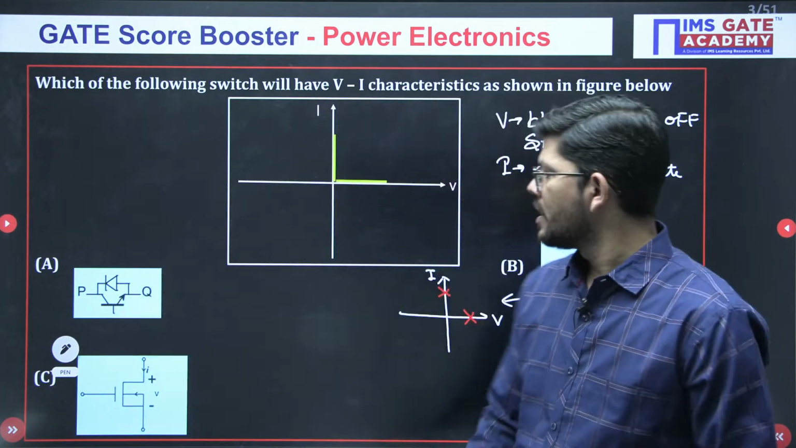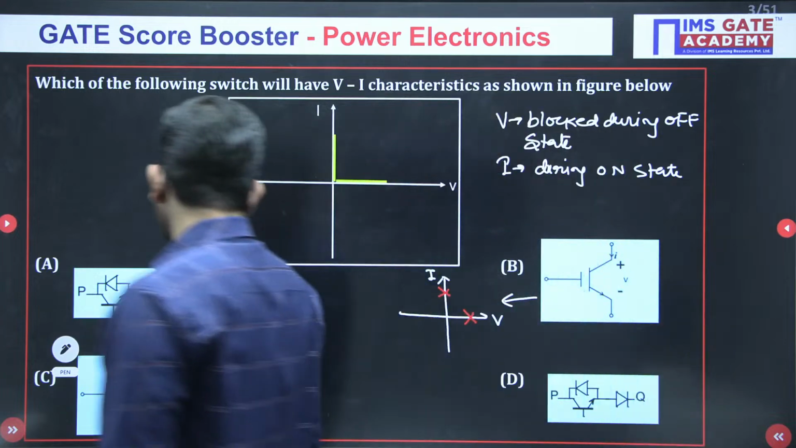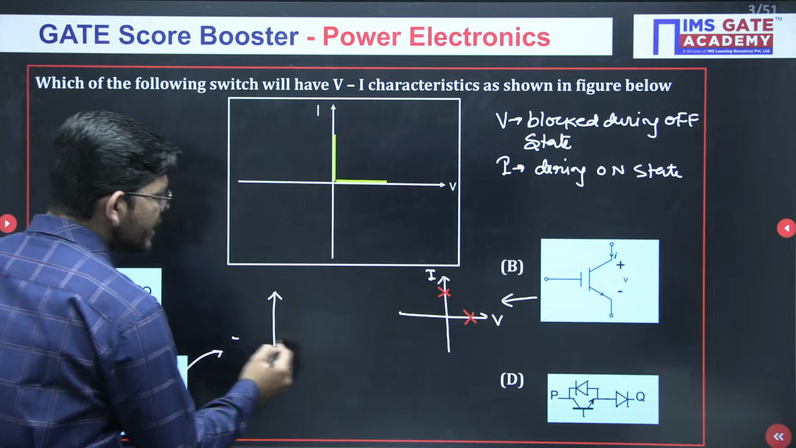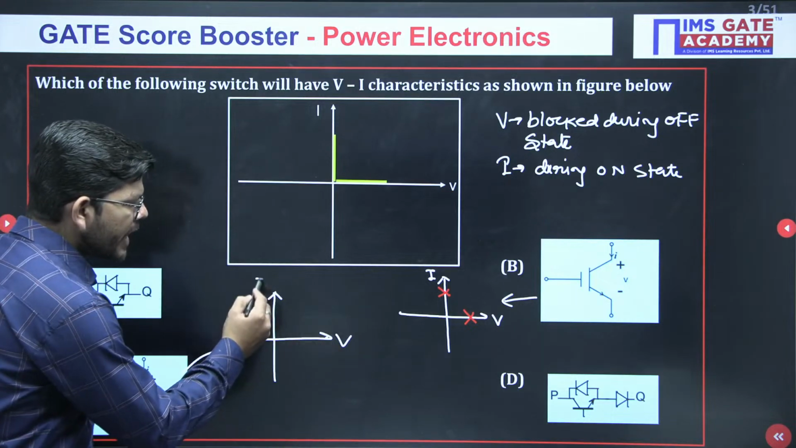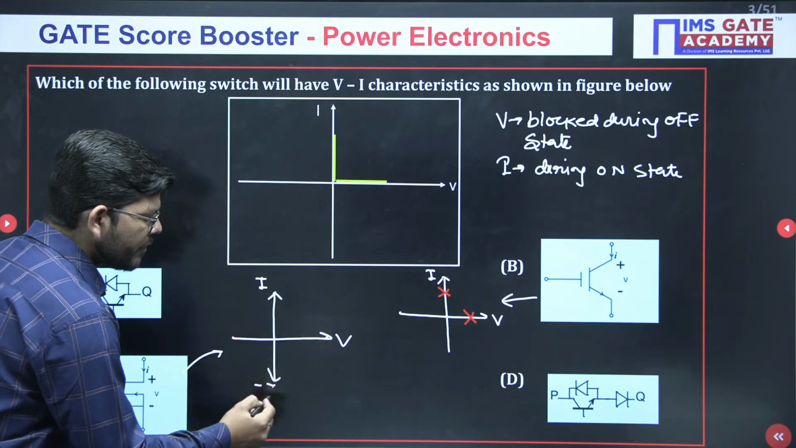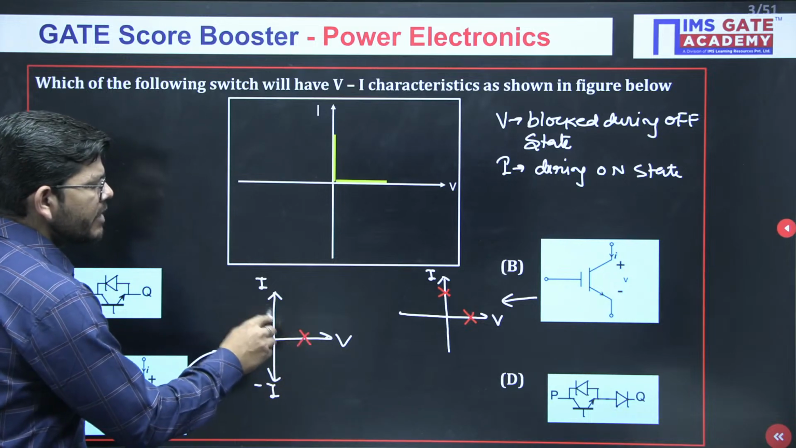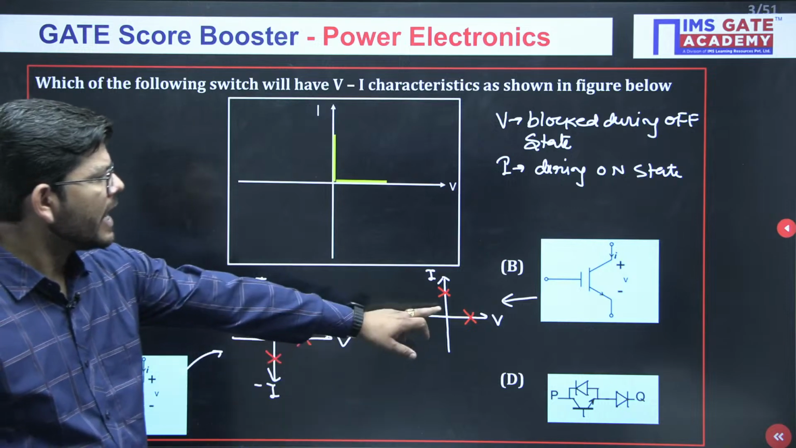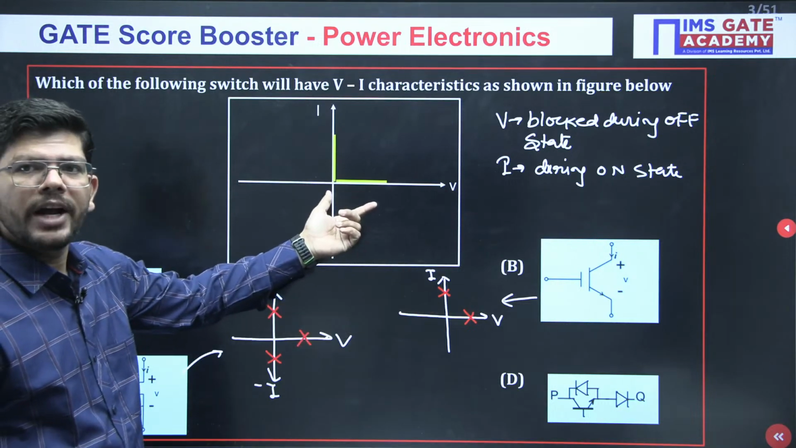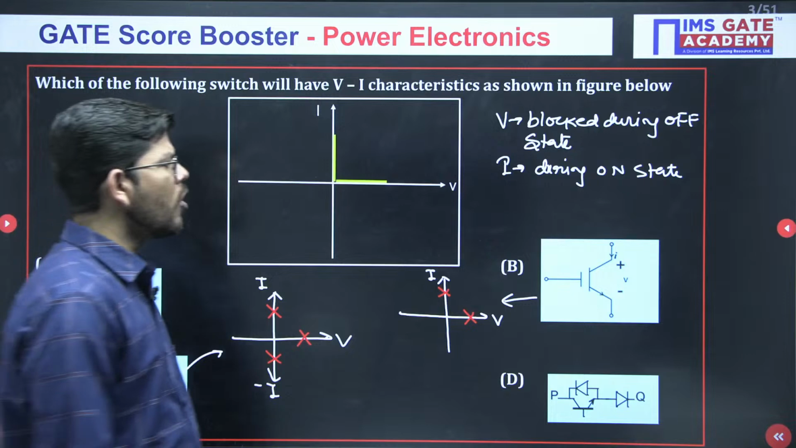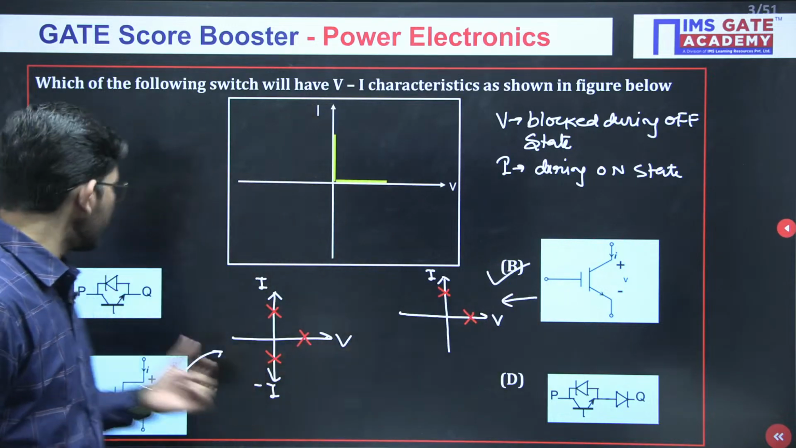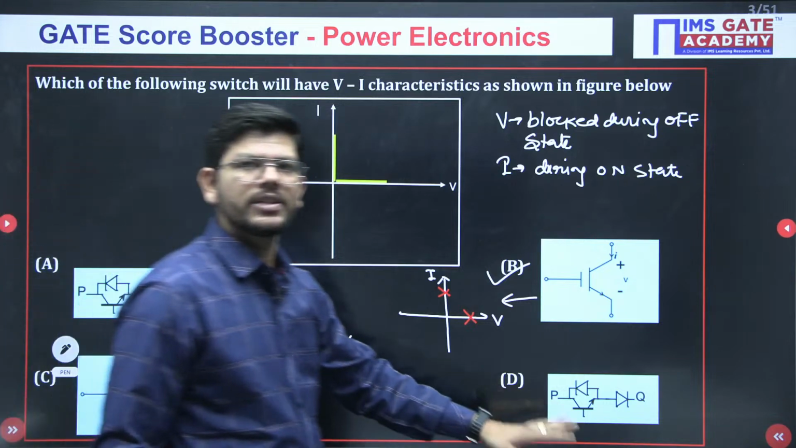Okay, same as BJT. When it comes to MOSFET, you know that MOSFET can carry current in both directions, isn't it? It will carry both the positive and the negative current, and it will block positive voltage. Okay. So this characteristic is exactly matching what we have to realize, but this is not matching. So option B is a correct option. Yes, it is correct. Now we have to look at option A and option D as well.